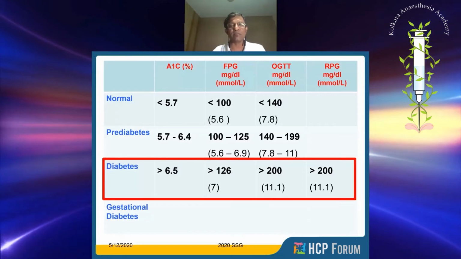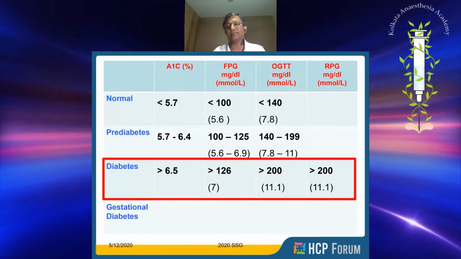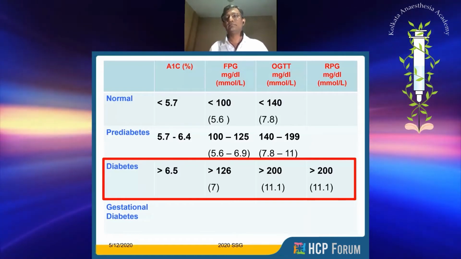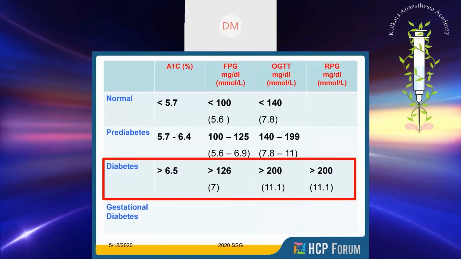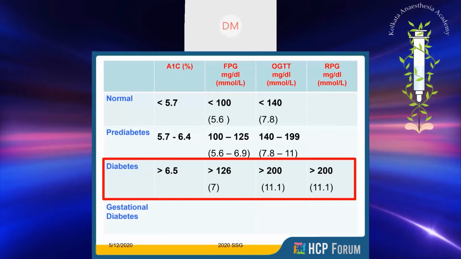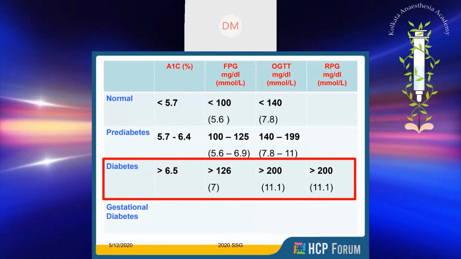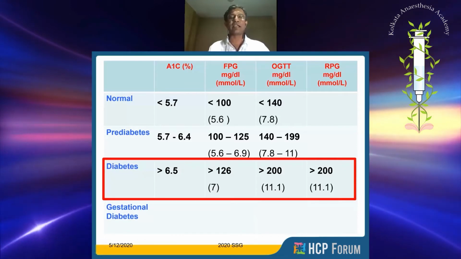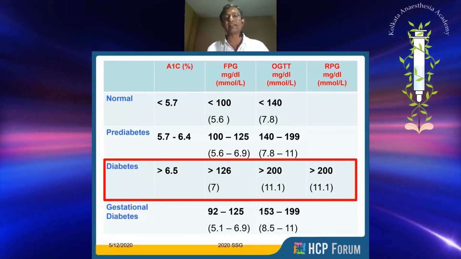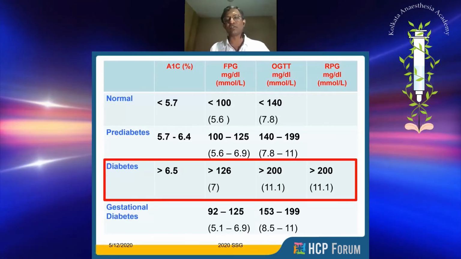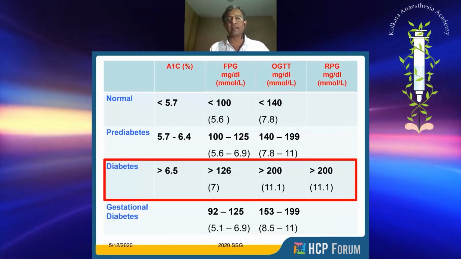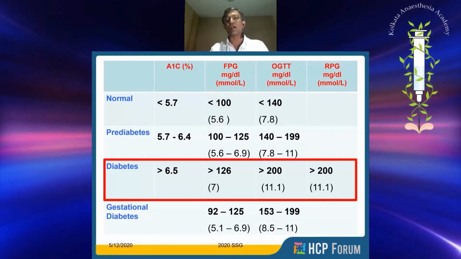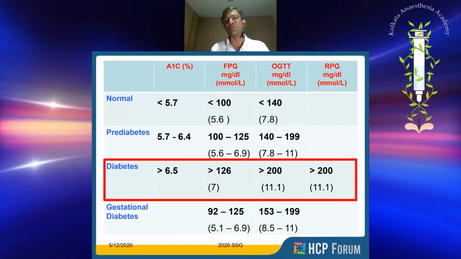And when do you call somebody as having gestational diabetes? Gestational diabetes. So see, as per the ADA, the gestational diabetes is when the fasting sugar is above 126 again, and if again the oral glucose tolerance test is around that 153 to 199.